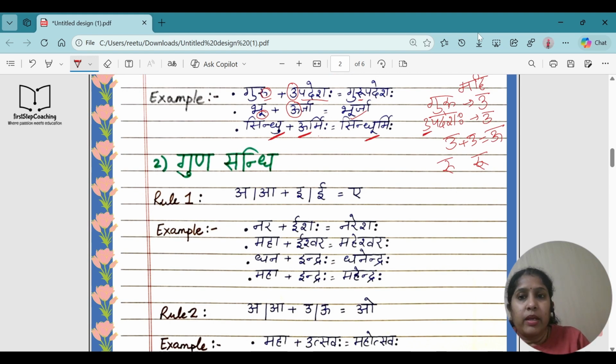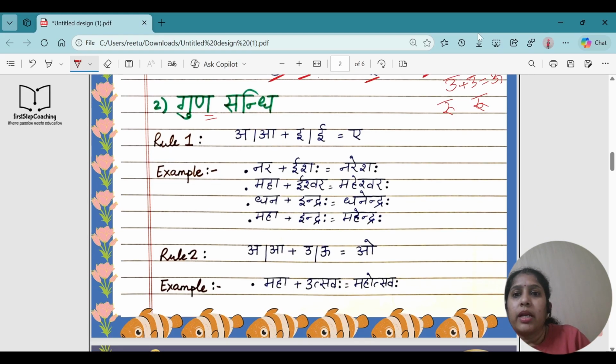Okay, next one, second type of sandhi. We have completed one type of swar sandhi, that was the dirgh sandhi. Now the second one we are going to do is gun sandhi. So in gun sandhi, what happens? The first word is ending with either a or aa. Okay, the first word should end with either a or aa as the ending letter. Fine. And the second word should start with choti E or badi E.